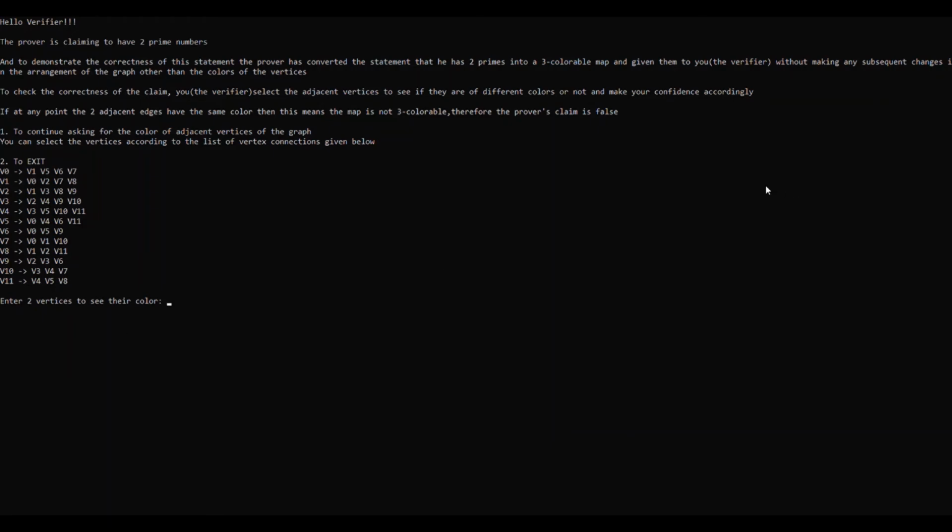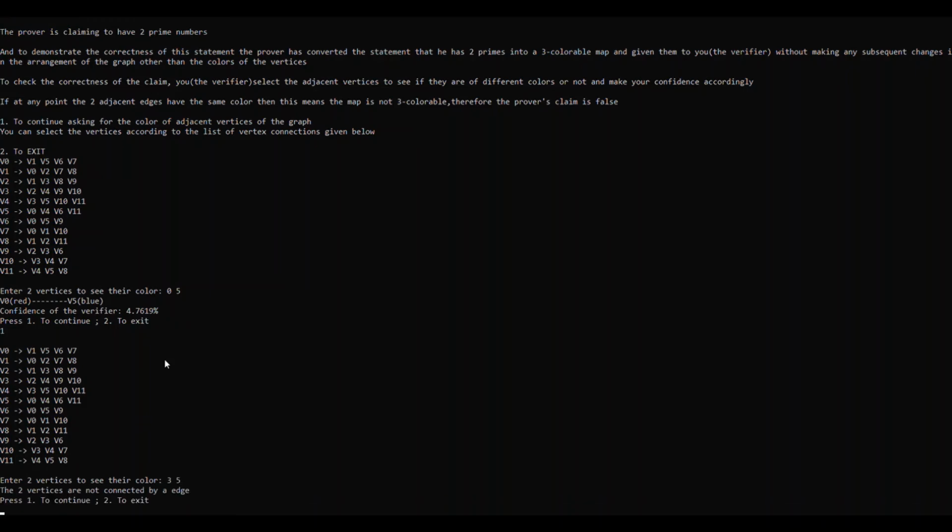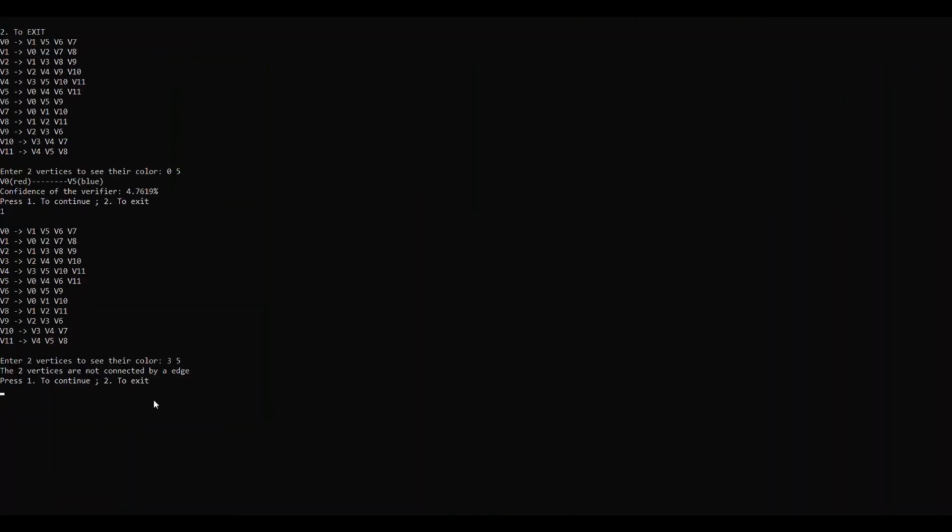Now I have changed the two prime numbers which are actually given by the prover and not known to the verifier, so that they are not both prime numbers, and because of that we get a corresponding different graph. Now again, if you choose 0, 5, they are connected and of different colors, which increases the verifier's confidence of the correctness of the proof given by the prover. And if we choose these two, they are not connected.